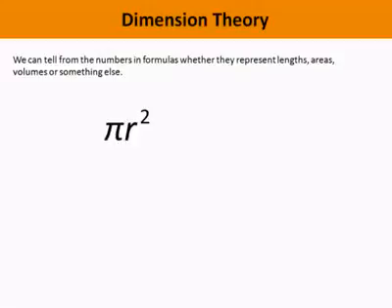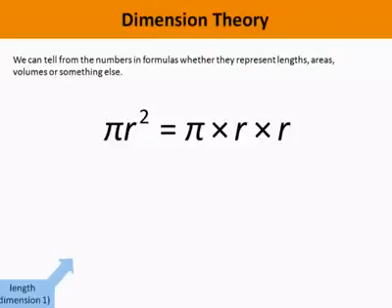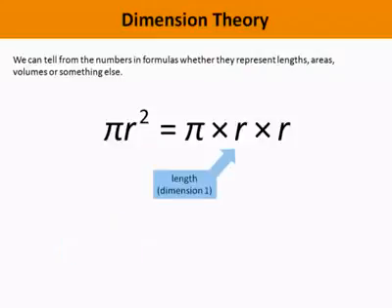For example, pi r squared is a very famous formula. Pi times r times r. Now, r is a length because it's how long the radius of a circle is. So that's dimension 1. Again, multiplying by r, so we're multiplying by a length. So we've got a length times a length, dimension 1 times dimension 1.